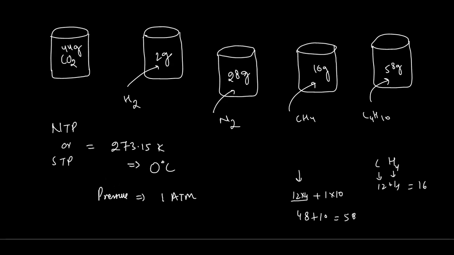1 atm pressure we have taken. The standard temperature is at 1 atm, atmospheric pressure. Then all of the gases will occupy the same volume, and that would be 22.4 liter. They all will occupy the same volume, 22.4 liter.